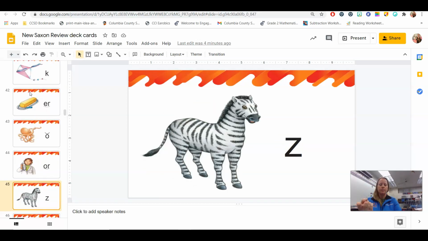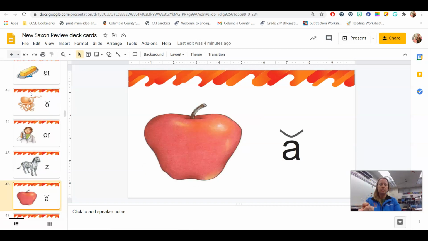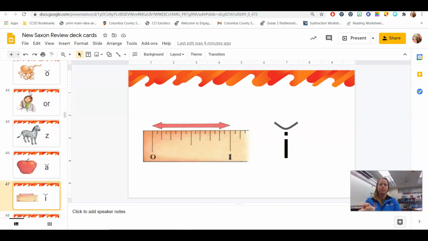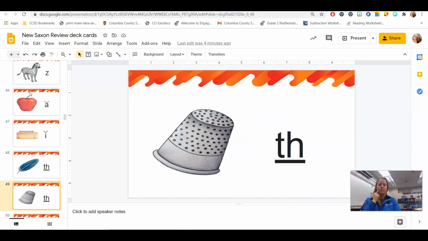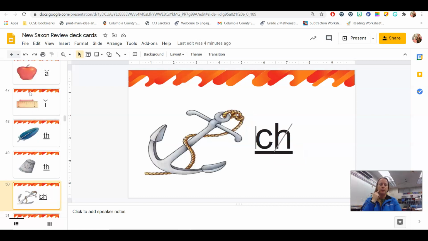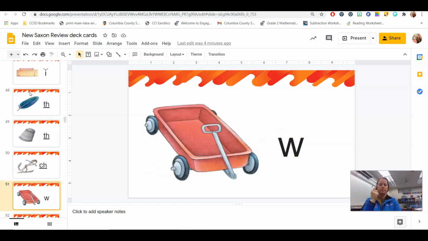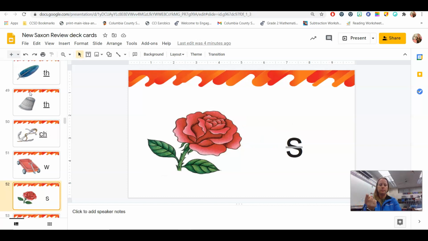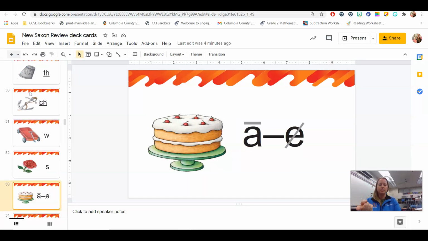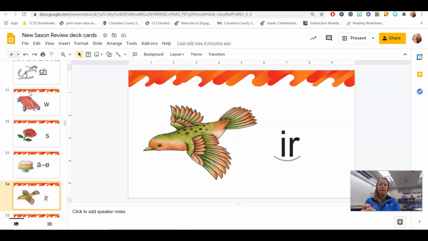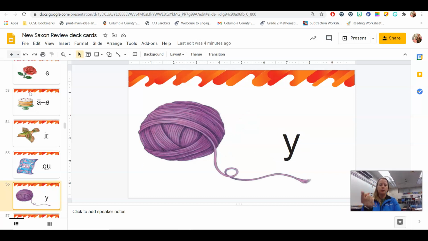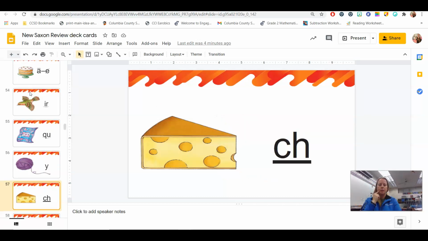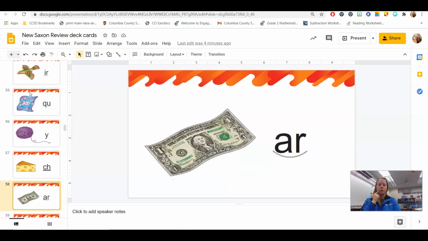Zebra, z. Apple, a. Inch, I. Feather, v. Thimble, th. Anchor, k. Wagon, w. Rose, z. Cake, a. Bird, er. Quilt, qua. Yarn, y. Cheese, ch. Dollar, er.